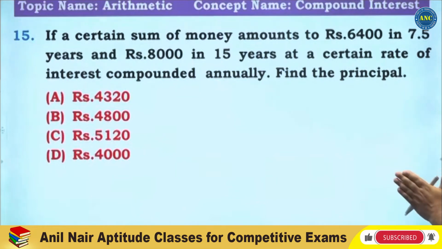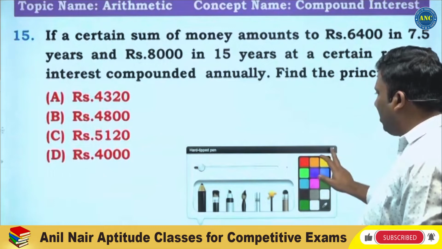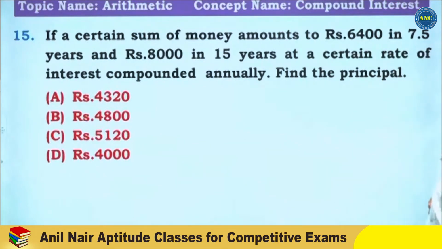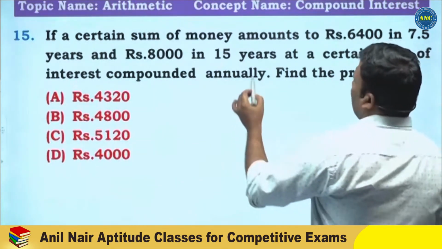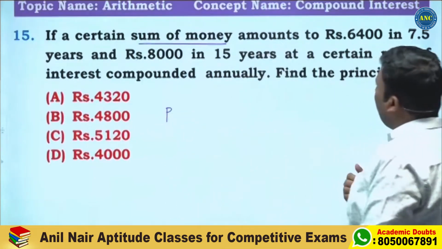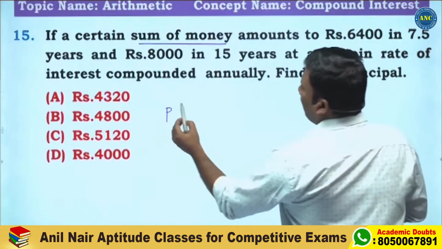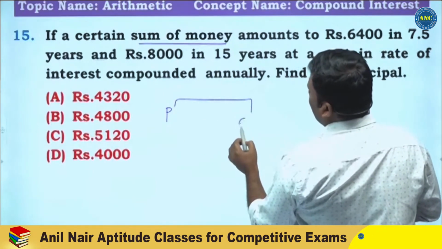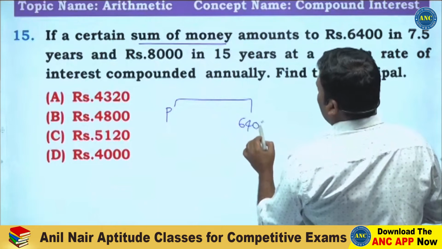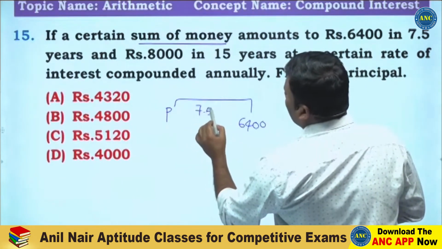Next one. Read the question, sir. First thing we will do is read the question. If a certain sum of money, we don't know, it is P, amounts to 6,400. This P is becoming 6,400 in how many years? In 7.5 years.